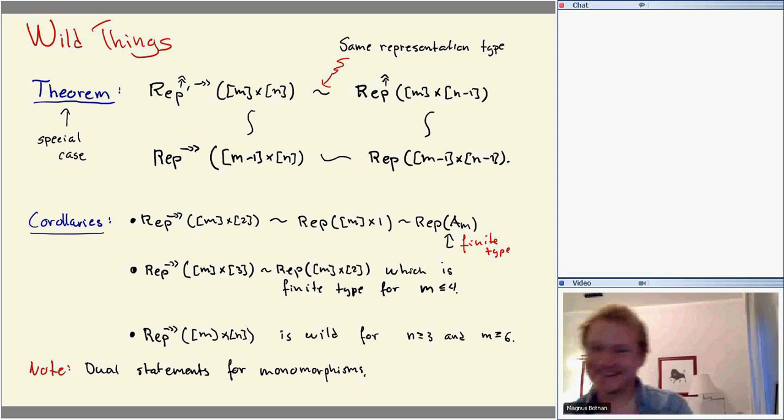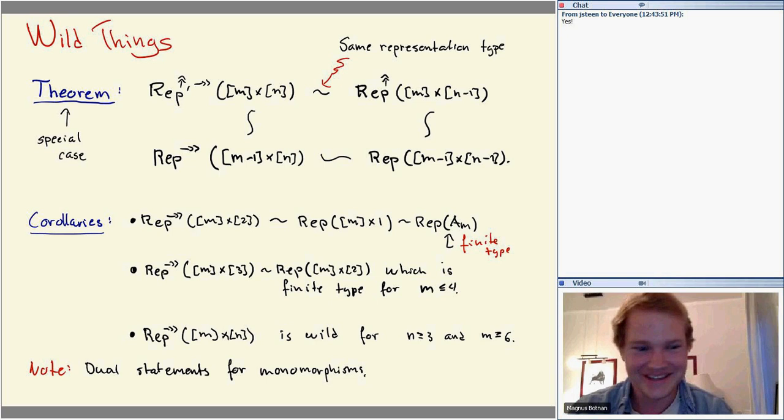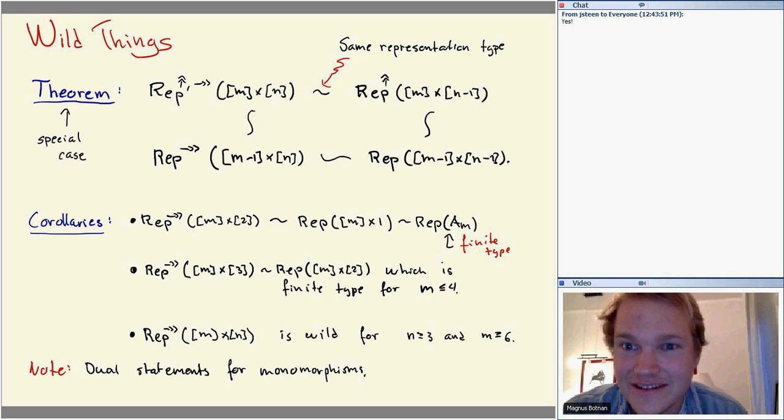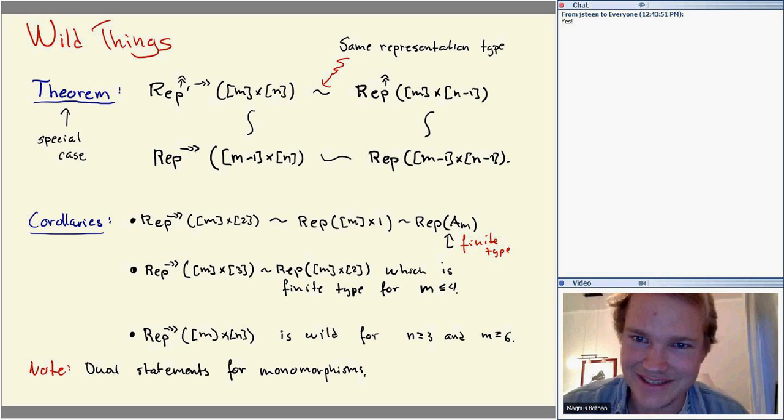Right. My understanding is, okay, I'm writing in this chat. Did I only write to you? I don't know. Let's see. Oh yes, Johan wrote to everyone that yes, it's okay. So you have this functor to go from one to the other. Cool, that's very nice. Thanks.